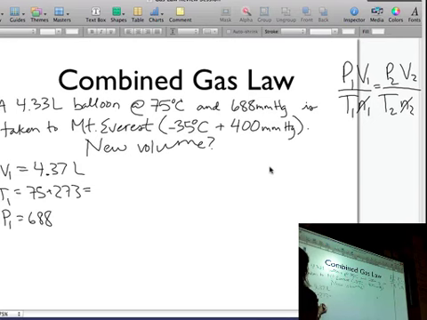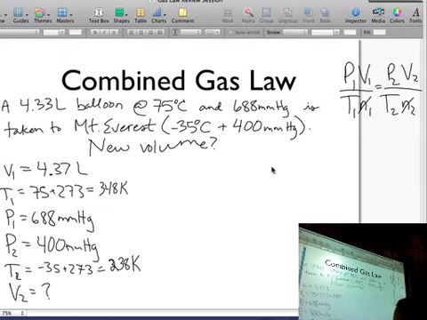Do I have to convert this to atmospheres? Yes. No. No, the only time you have to convert to atmospheres is to... Tip nerd. Alright.